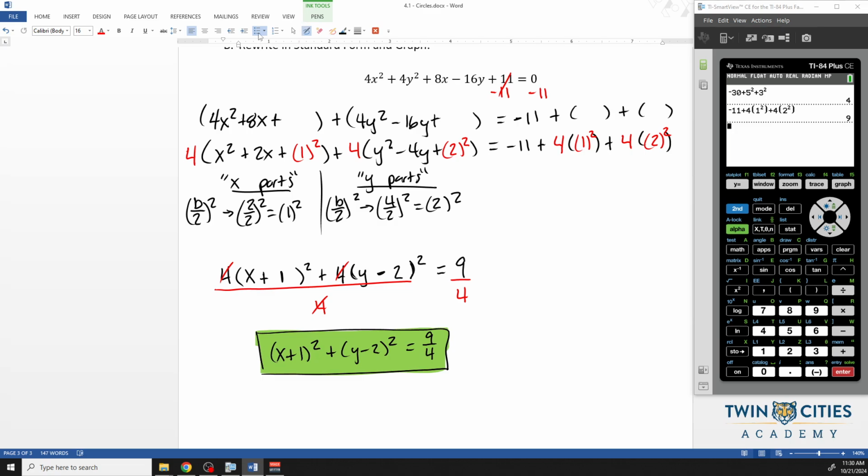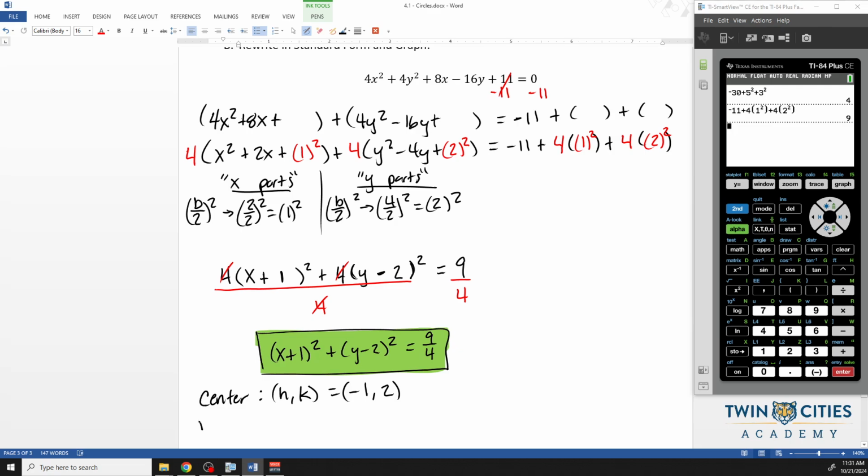Now I've also got to graph this. The benefit of putting this in standard form is that now, instead of seeing this expanded equation, not only does it look a little shorter, a little nicer, but I can see where the center is. The center is at h, k. And the easy way to think about that is opposite of what you see here. So x plus 1, h is going to be negative 1. And the opposite of what you see here, y minus 2, k is going to be positive 2.